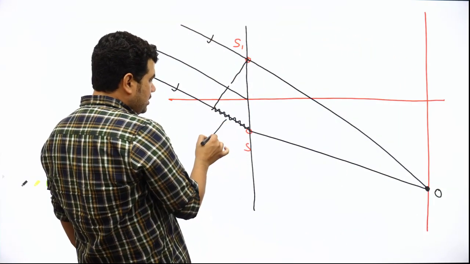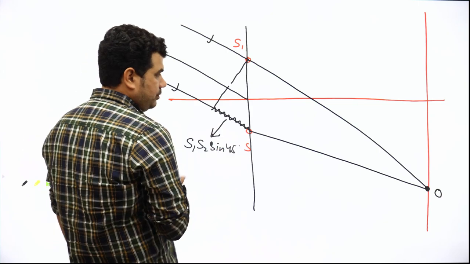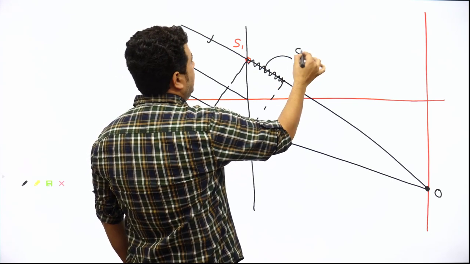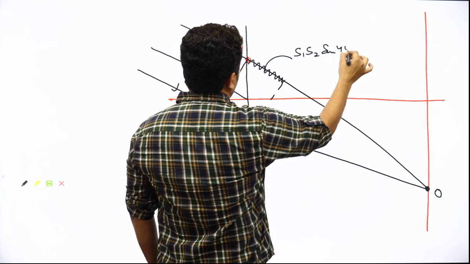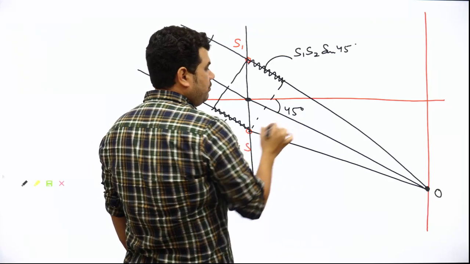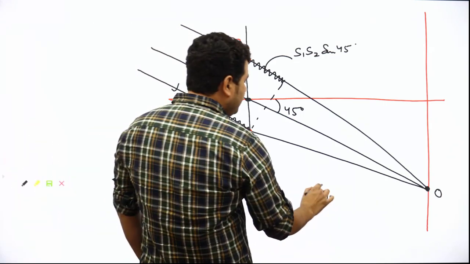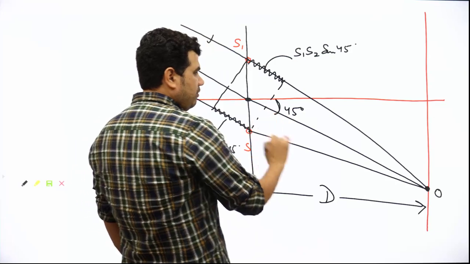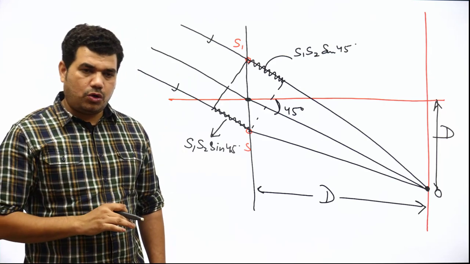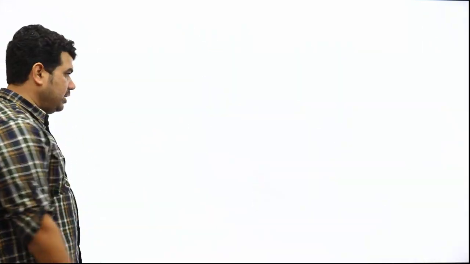For this, if this ray covers extra path S1, S2 sine 45, so if we draw perpendicular, this length also should cover extra path difference S1, S2 sine 45. When we join this, then this angle must be 45. Got it? If this angle must be 45, then this distance is capital D. Sorry, not angle, distance. Got it? I hope you got it. Okay, very good. So the answer for this question is capital D.